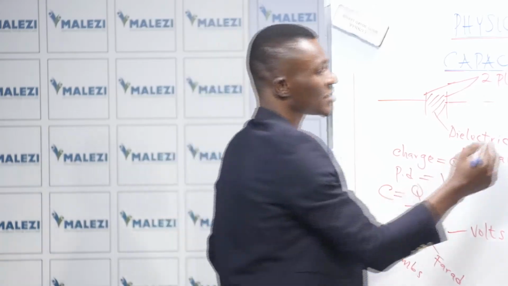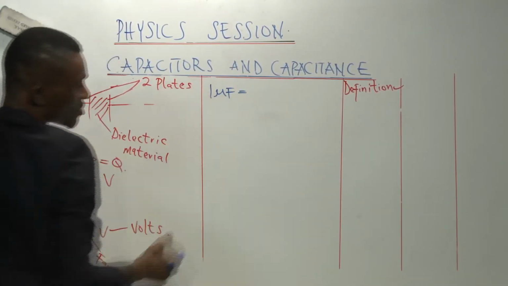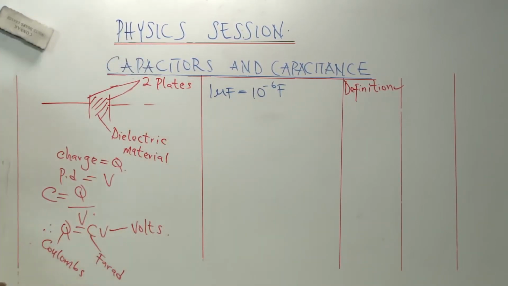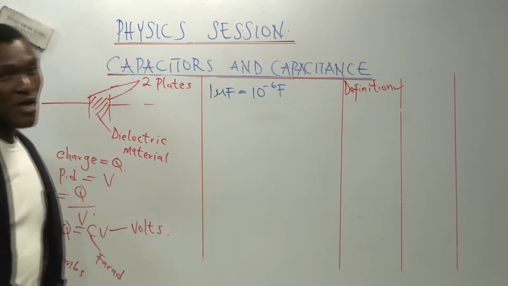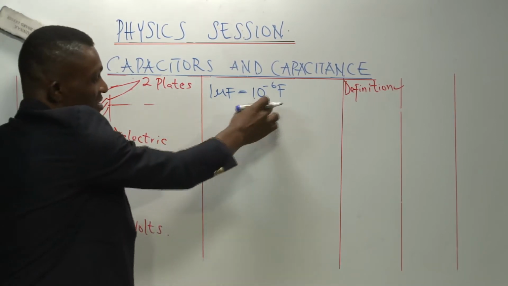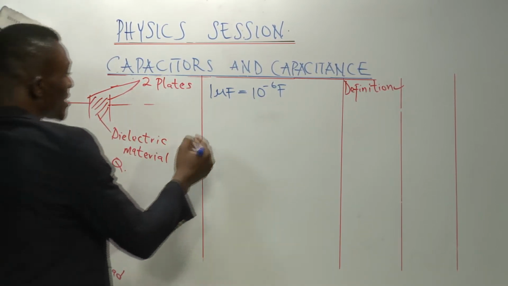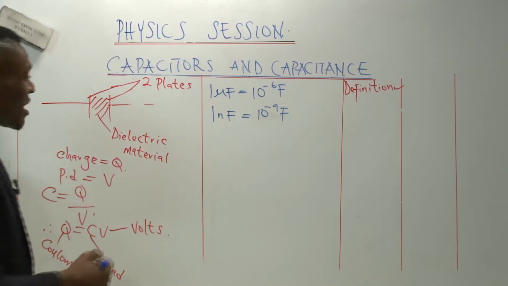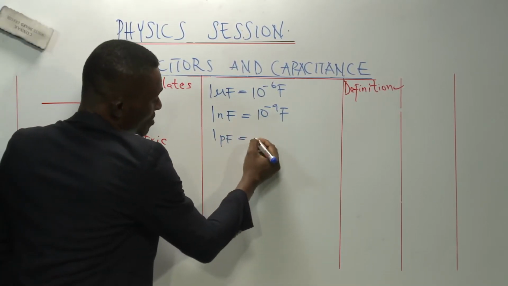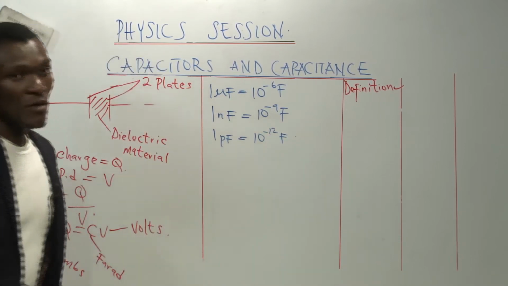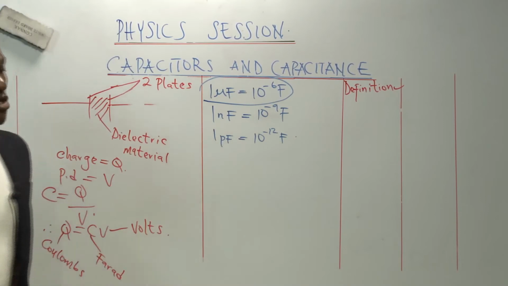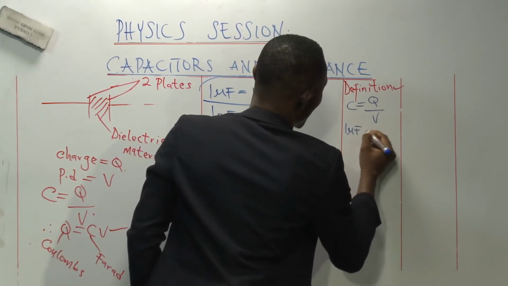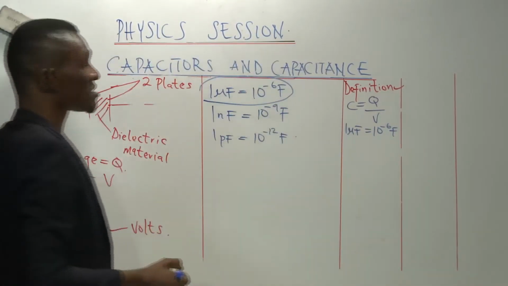The subunits can be given as 1 microfarad. Whenever you see a microfarad, it is represented as 10 to the power of -6 farad. The micro symbol is a Greek symbol, sounded as mu. It's called microfarad, and it's equal to 10 to the power of minus 6 farad. And then we also have 1 nanofarad, which is 10 to the power of minus 9 F. And then we have 1 picofarad, which is equal to 10 to the power of minus 12 farad. But the microfarad is the most used. So we said 1 microfarad is equal to 10 to the power of minus 6 farad.